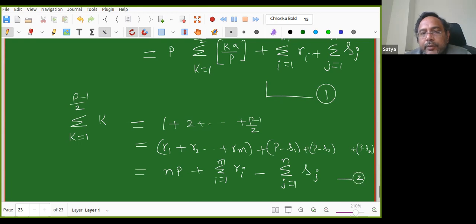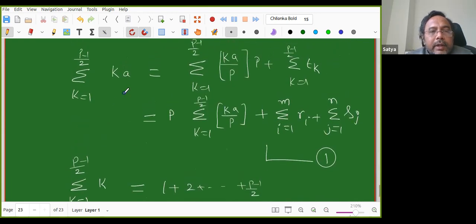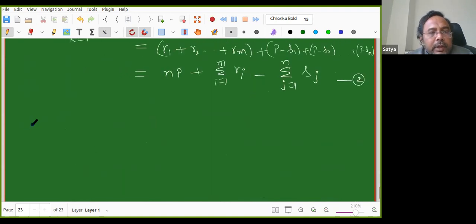Now subtract these two. You see here also that I can take a outside. This is a times summation k equal to 1 to (P minus 1) by 2 of k. So if I subtract 2 from 1, I'll get (a minus 1) into summation k equal to 1 to (P minus 1) by 2 of k.